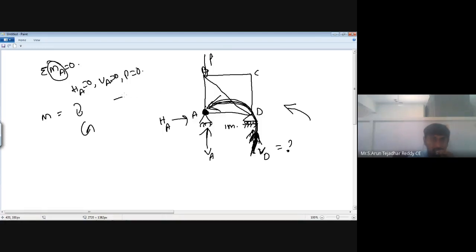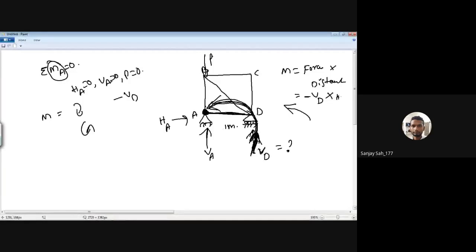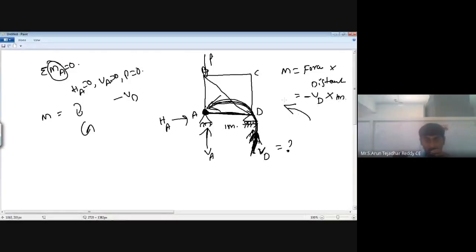So minus VD. And what is your moment formula? Force into perpendicular distance. Here the force is VD, anti-clockwise. So take minus VD into the perpendicular distance, which is 1 meter from D to A. So like that we have to solve this type of problem. And one more example for you.